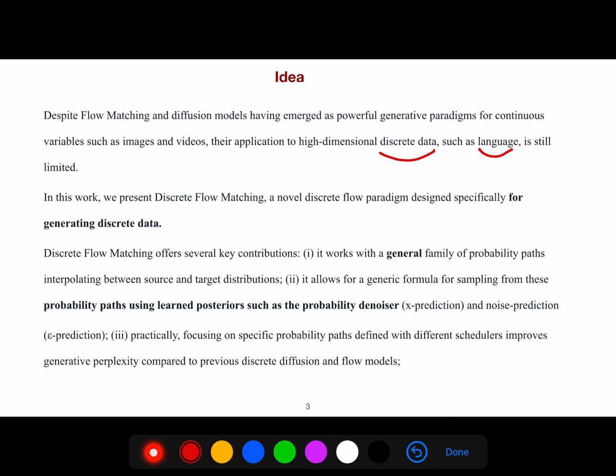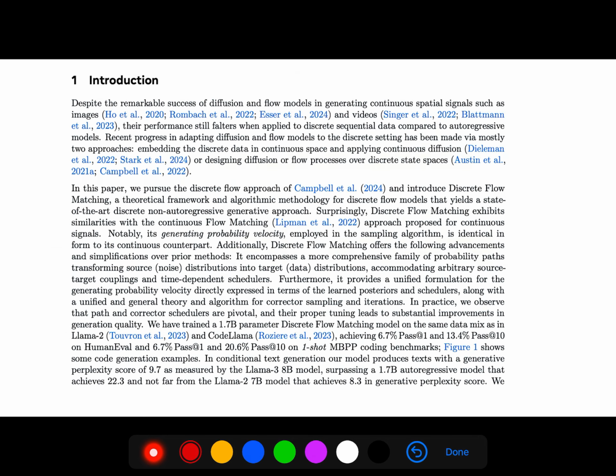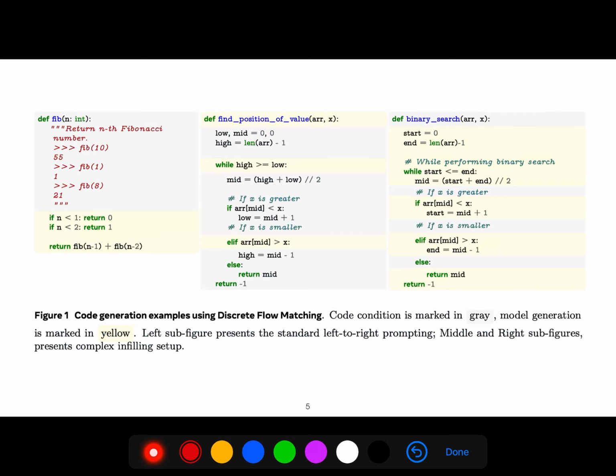So the contributions are that it works with a general family of probability paths interpolating between source and target distributions. It allows for a generic formula for sampling from these probability paths using learned posteriors such as probability denoiser and noise prediction, and focusing on specific probability paths defined with different schedulers improves generative perplexity. So they did it for code generation examples, and also other examples.